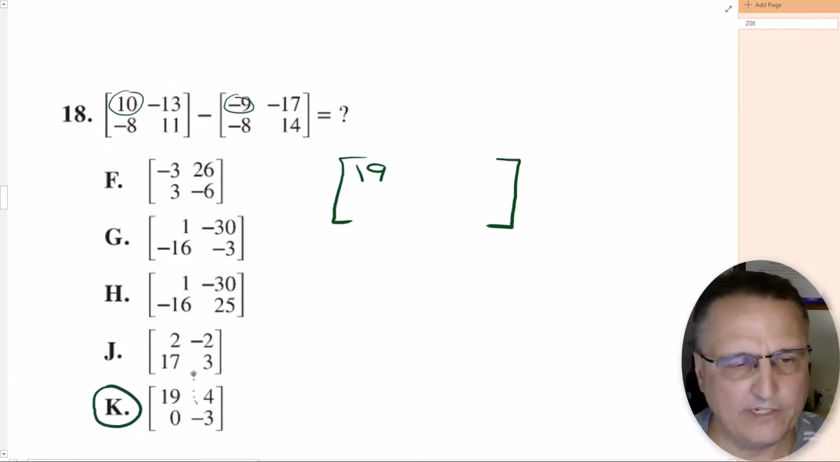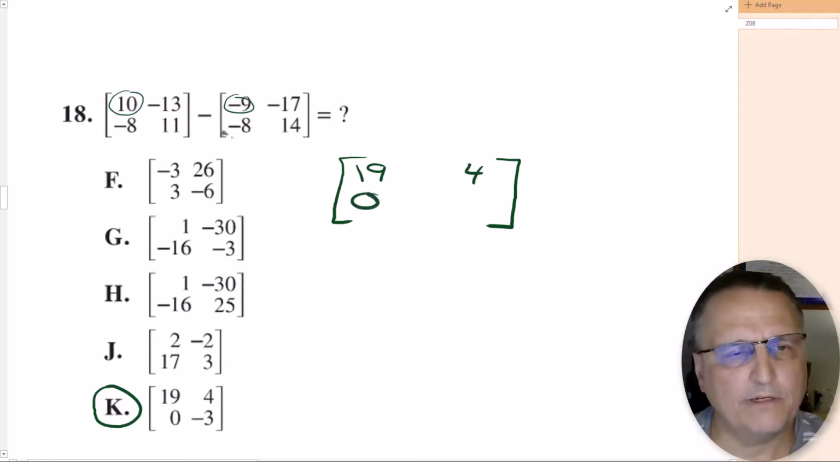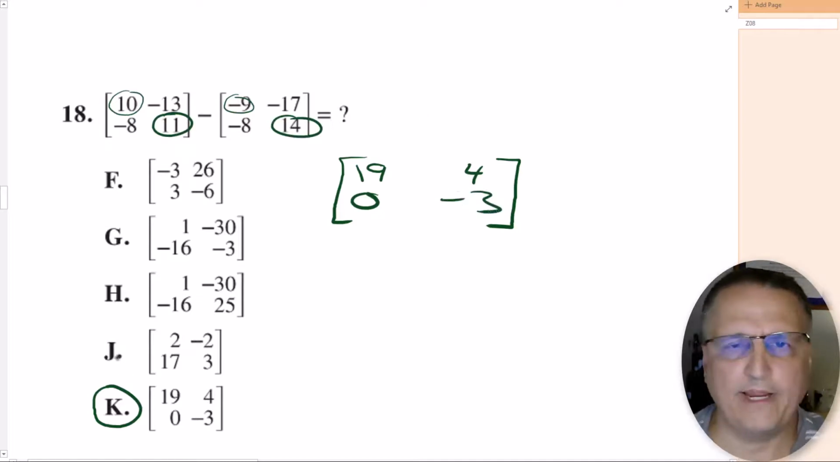It's the only one that has a 19 in that first spot. Negative 13 minus a negative 17, that would be negative 13 plus 17, or a 4. Negative 8 minus negative 8 would be negative 8 plus 8, because the 2 negatives would cancel. And then 11 minus 14 is a negative 3, and so there's my answer.